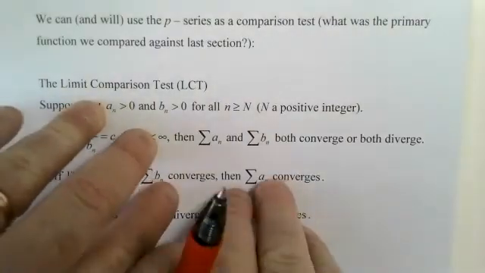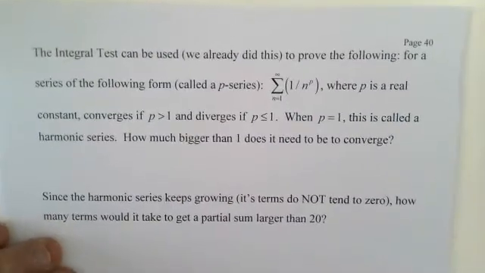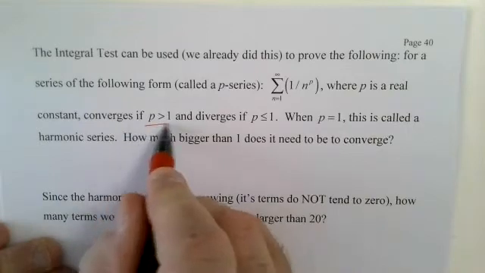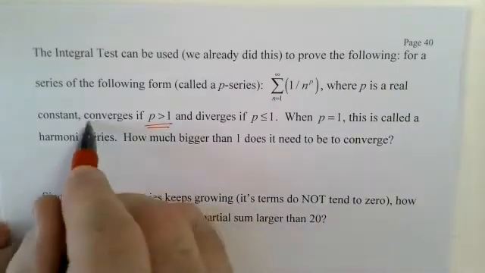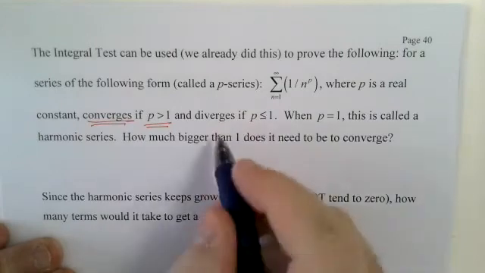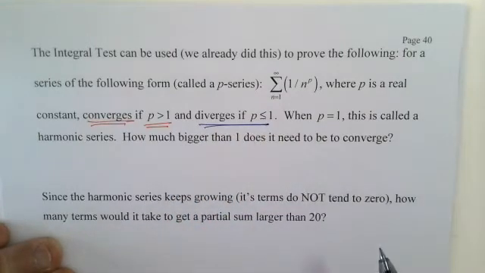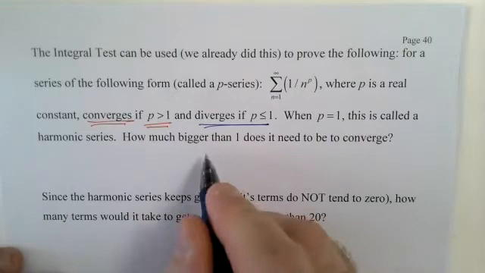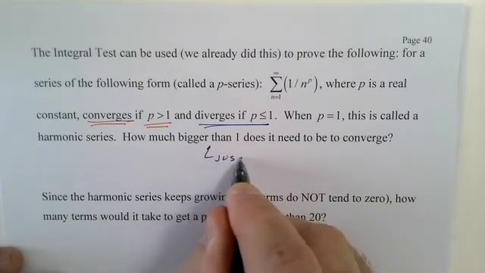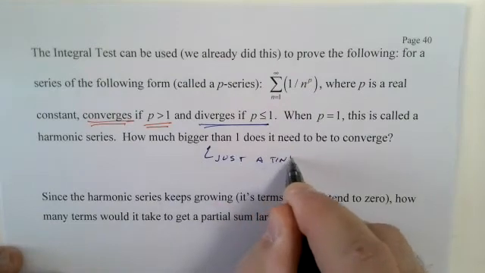All right, here it is. P is a real constant. If P is greater than 1, it converges. If P is less than or equal to 1, diverges. How much bigger than 1 does it need to be? Just a tiny bit.